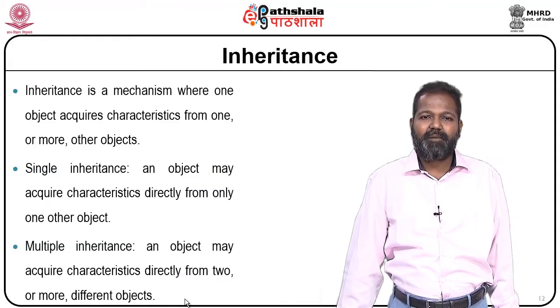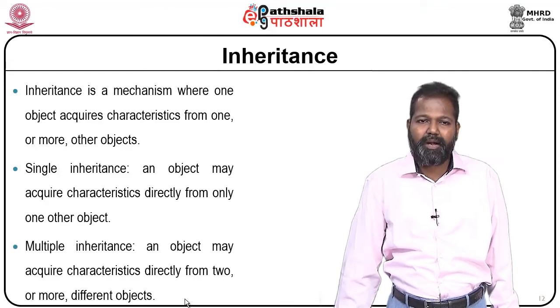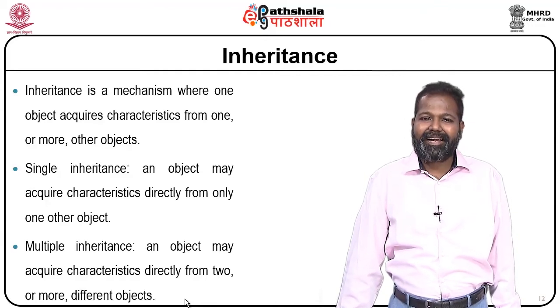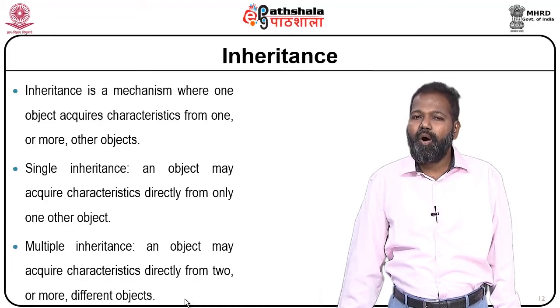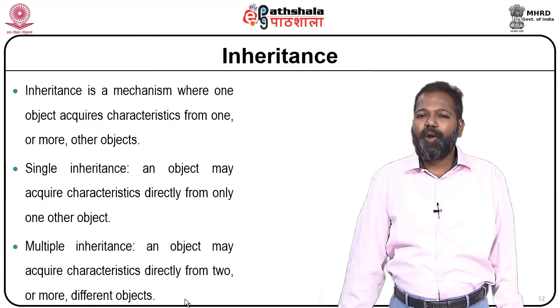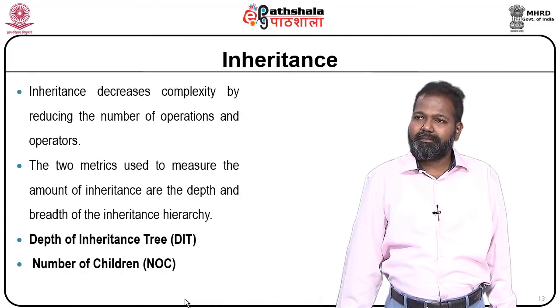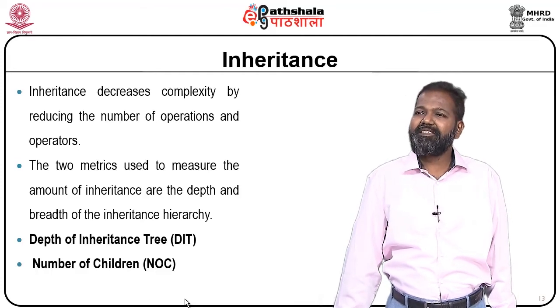So, one important point is when you are identifying a generalization specialization hierarchy, it is a superclass subclass relationship. All common attributes are modeled in the superclass. A subclass is identified only if it has attributes specific to it. So, inheritance is a mechanism where one object acquires characteristics from one or more other objects. Single inheritance, an object may acquire characteristics directly from only one other object. Multiple inheritance, an object may acquire characteristics directly from two or more different objects. Of course, there are other types of inheritance also, multi-level inheritance, hybrid inheritance.